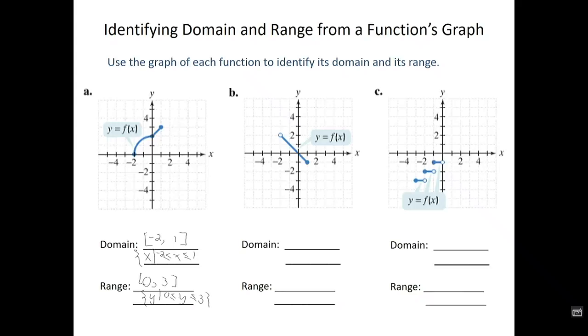So we have open -2, the 1 is included, so we want to use a bracket. So the domain would be the set of all numbers between -2 and 1. In set builder notation, we would represent this as the set of all x such that x is greater than -2, but less than or equal to 1.